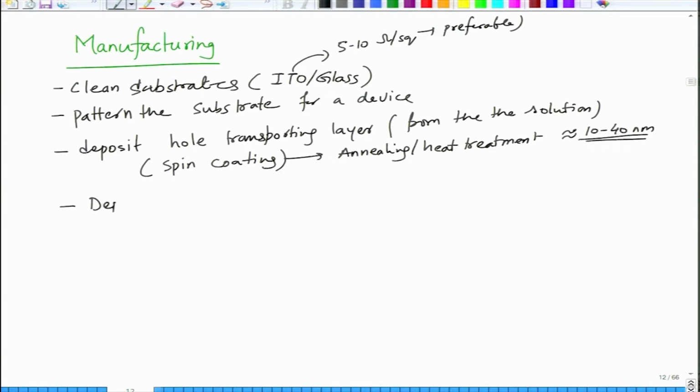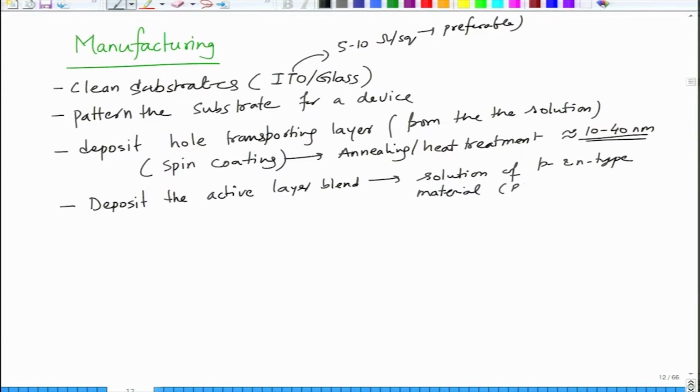Then you deposit the active layer blend, and the blend is basically a solution of P and N type materials such as P3HT, poly(3-hexylthiophene), and C60, that is fullerene. We call it PCBM, PC60BM.